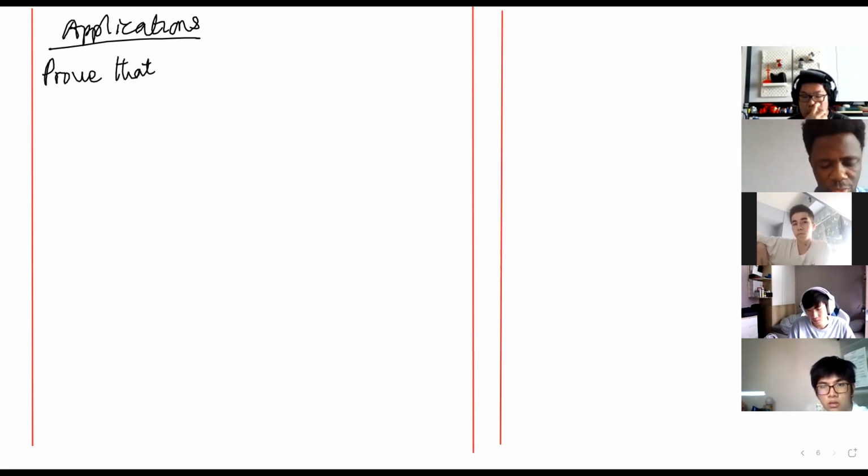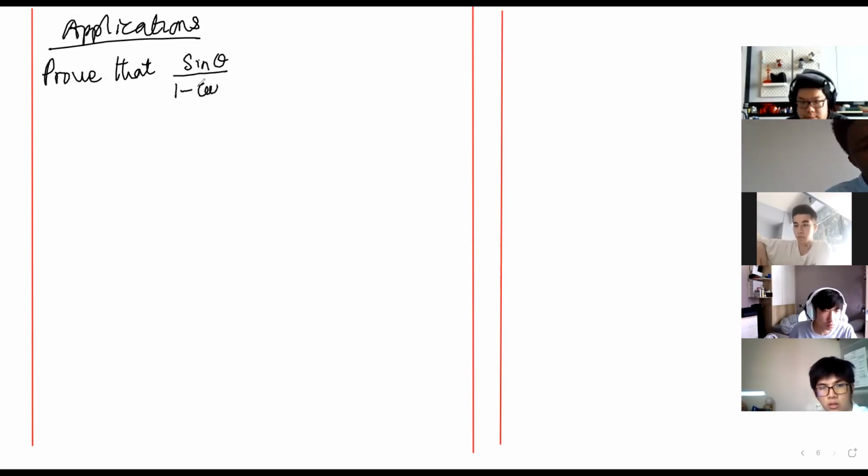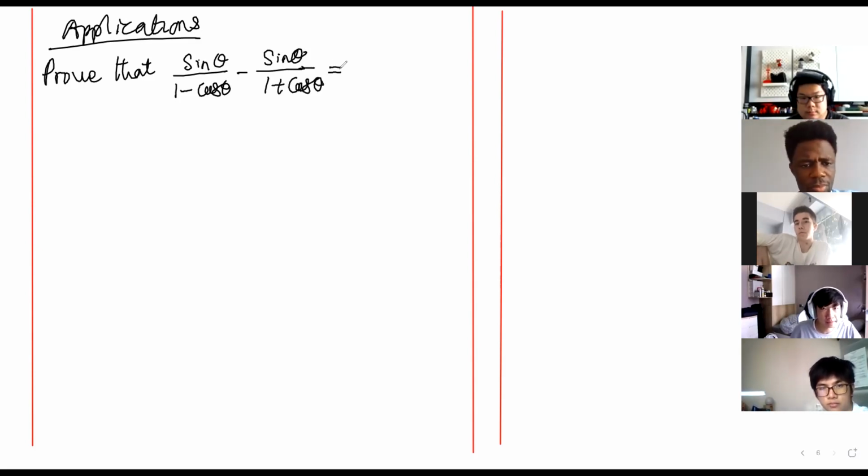Proof. So this is application of these identities. Application could be simplified or proven, but this one says proof. Prove that sine theta over 1 minus cos theta, then minus sine theta over 1 plus cos theta is equal to 2 cot theta.